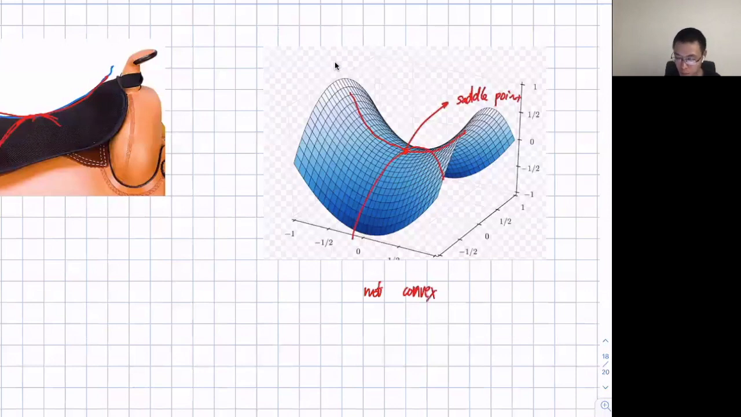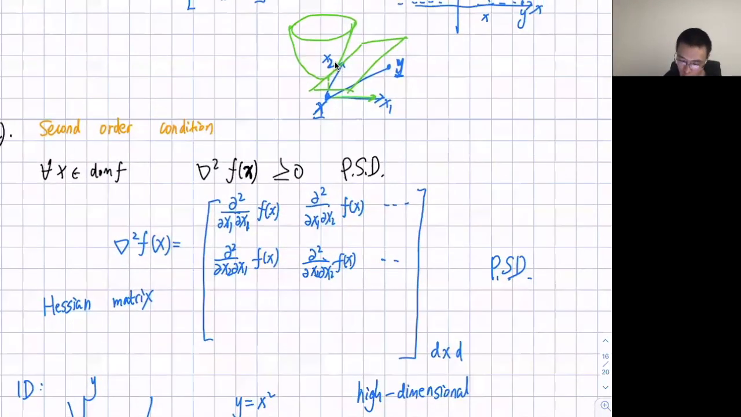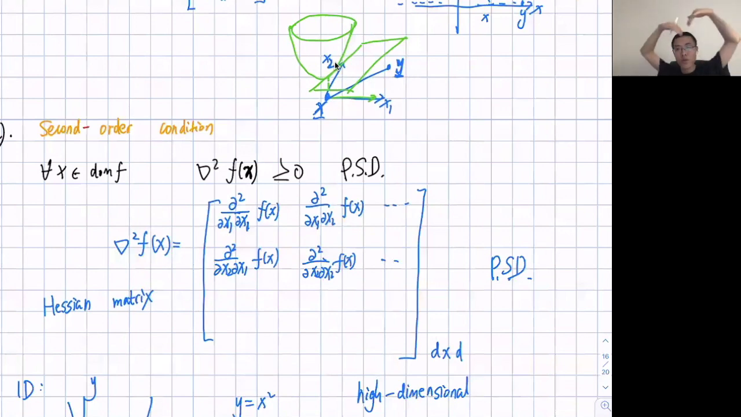Because I choose these two points, and I take a segment between them, and you see the function value, and I take the middle point. Now you see the function of the average input is greater than the average of the functions. So it's not convex. Precisely, the second order condition says this should not happen. All degrees of freedom should curve up, and then it's positive semi-definite.